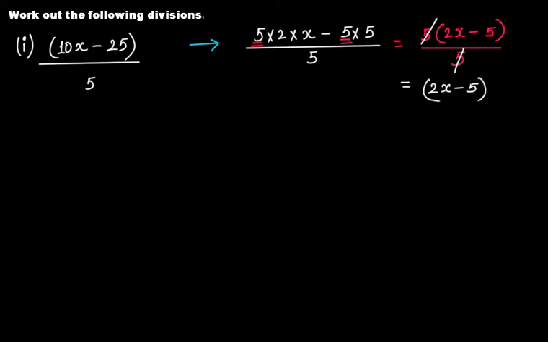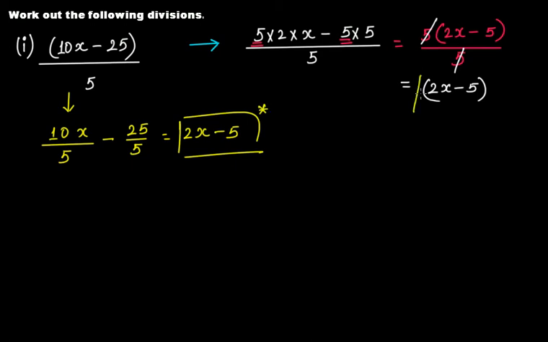This is your answer. Another way can be, this is 10x minus 25. So we can write this as 10x divided by 5 minus 25 divided by 5, right? Because if you take the LCM, you'll get the same rational representation of these two algebraic expressions. Now here 10 divided by 5 will give you 2x and 25 divided by 5 will give you 5. So this is 2x minus 5. The two answers are the same whether you follow this path or this method.